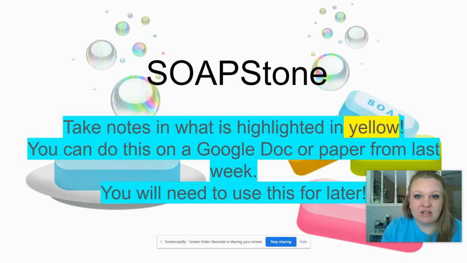And so we talked about what we need to do before and while and after we read. And today we're just going to finish up those notes. So if you took notes last week, I said that you could do it in a Google Doc or on paper. Either is fine. And you can just write what is highlighted in yellow. So you can continue on from your notes from last week. And at the end of the week, you'll have another graded assignment where you will get to use these notes, okay?